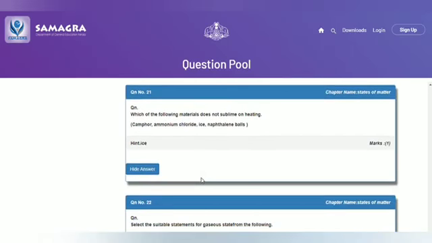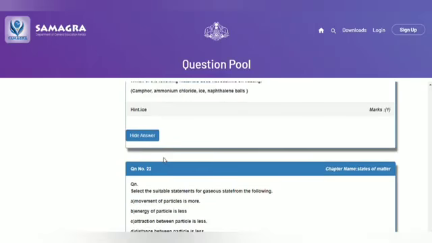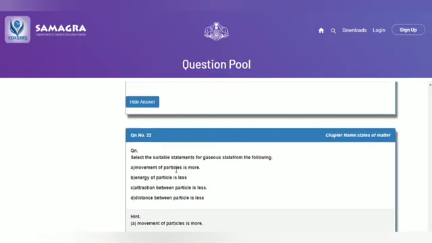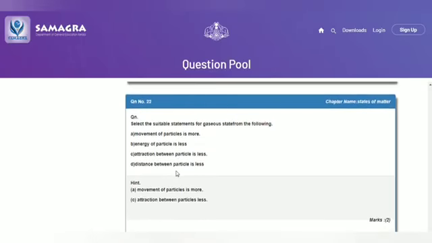21st question. Which of the following materials does not sublimate on heating? Ice. Ice does not sublimate on heating. 22nd question. Select the suitable statement for the gaseous state from the following.